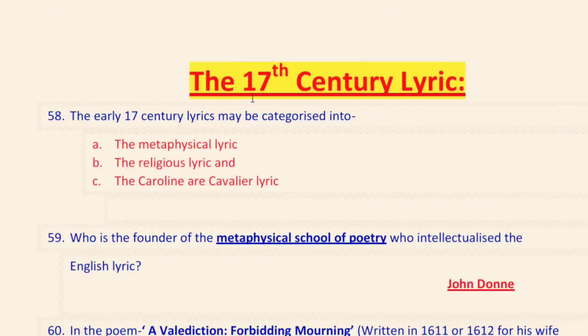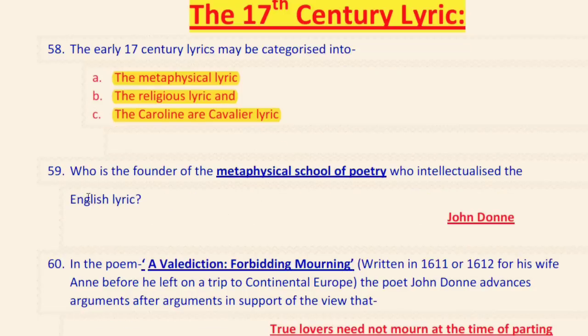Now let's talk about the 17th century lyric. Question number 58. The early 17th century lyrics may be categorized into the metaphysical lyric, second one the religious lyric, and third one the Caroline or Cavalier lyric. Okay, let's see question number 59. Who is the founder of the metaphysical school of poetry who intellectualized the English lyric? The answer is John Donne.